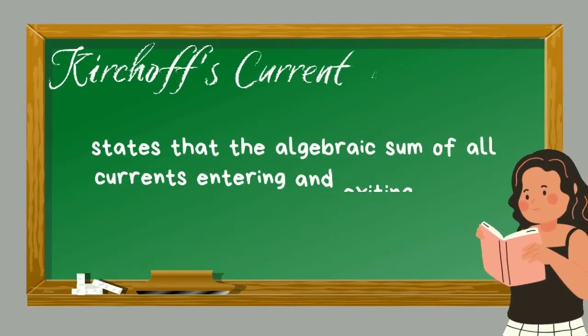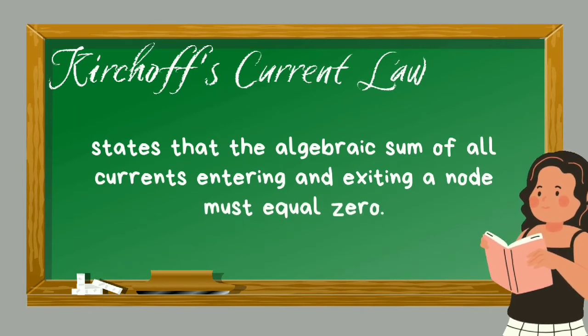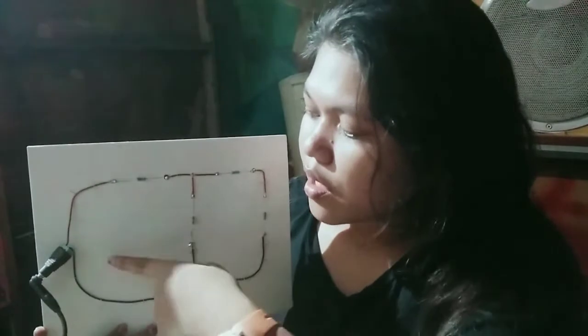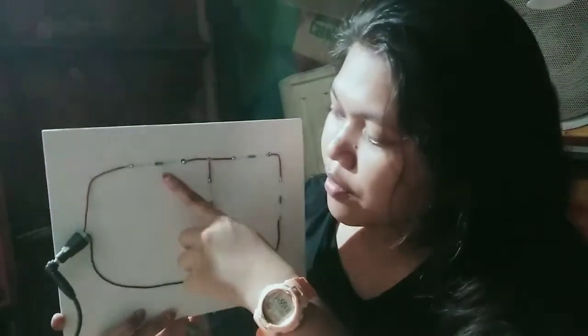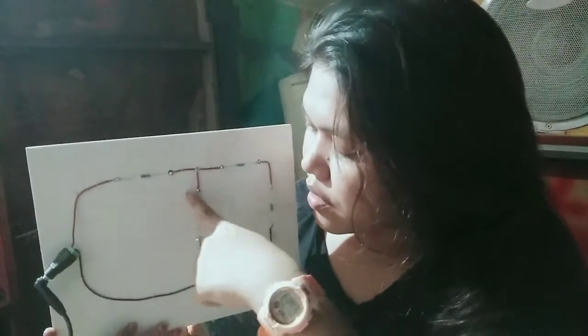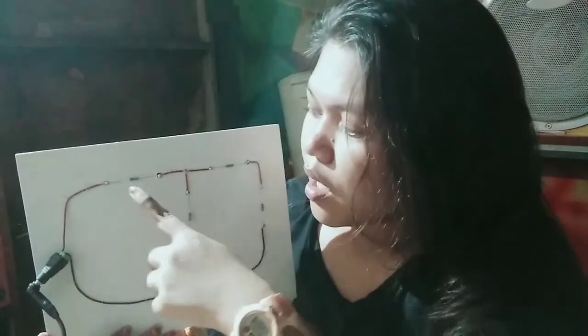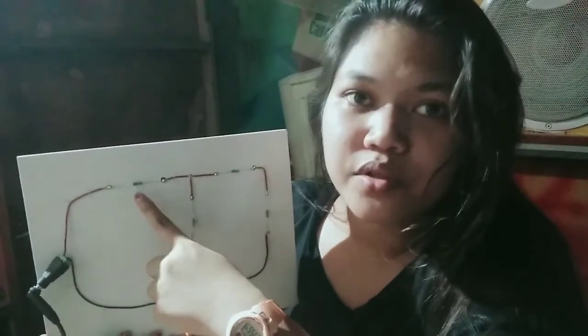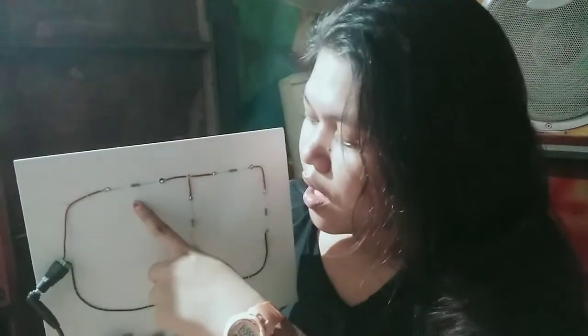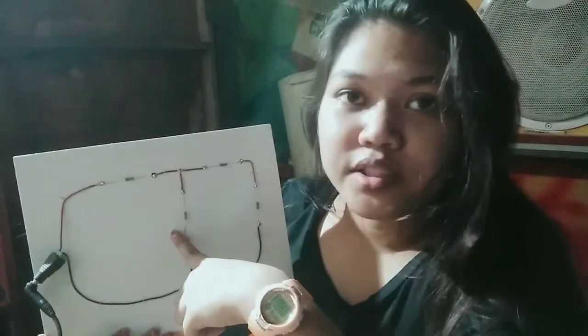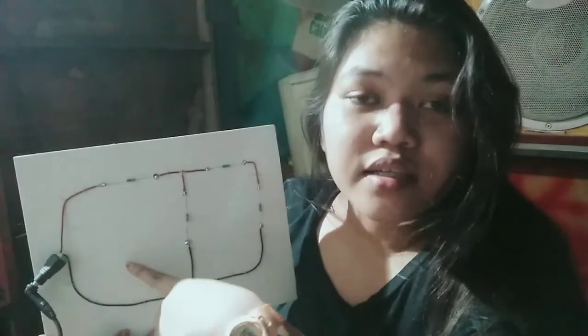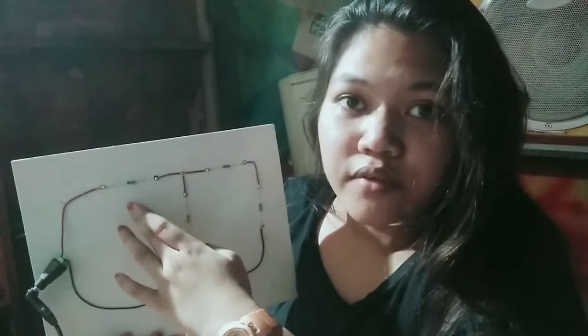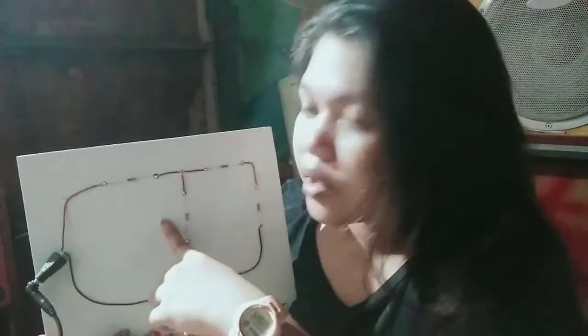Kirchhoff's current law states that the algebraic sum of all currents entering and exiting a node must equal 0. To apply Kirchhoff's current law here, in this first loop, if we have this as an input and this will travel to an output, and we have here 0.012 ampere of current, it means there would also be 0.012 ampere detected in the multi-tester, since KCL states that whatever the input of the current would be equal to the output.